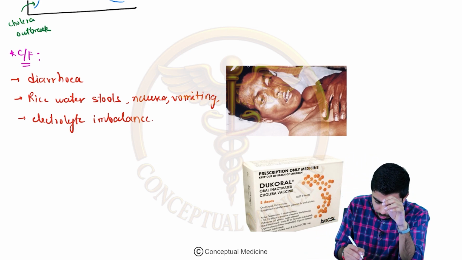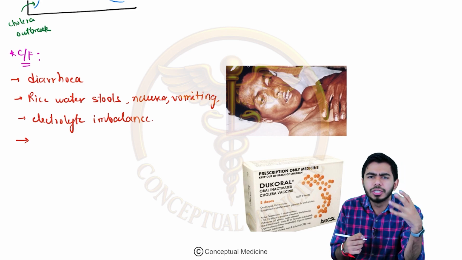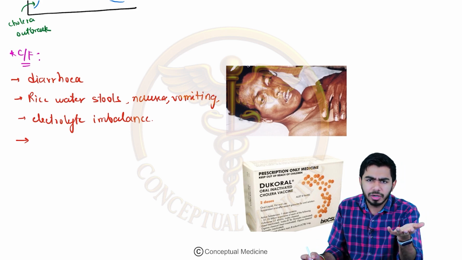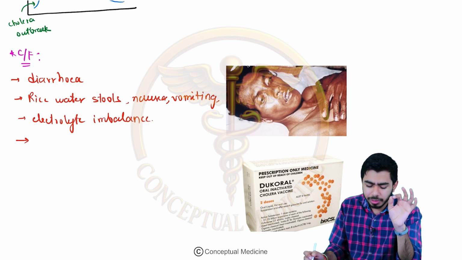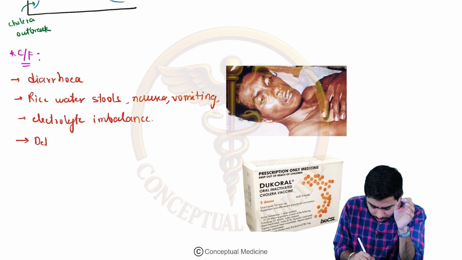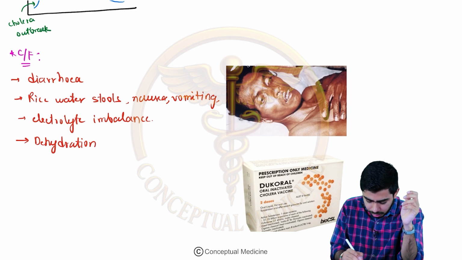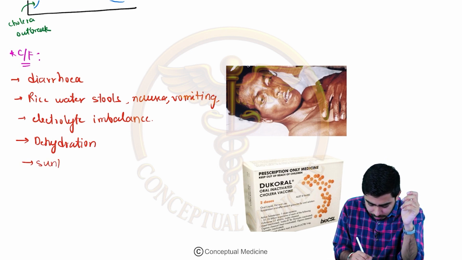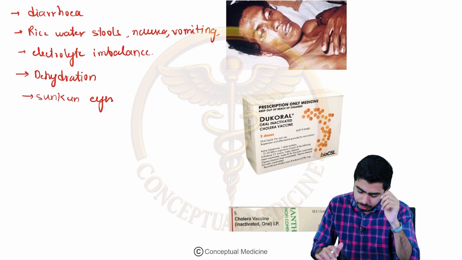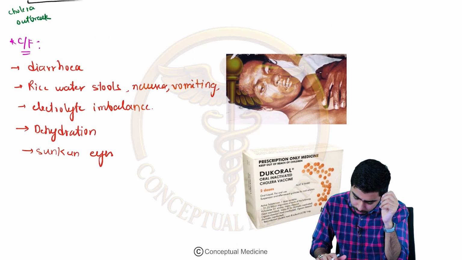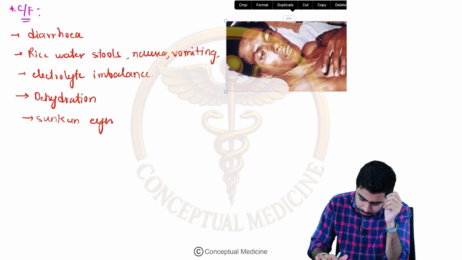Because of this diarrhea, nausea and vomiting, we will obviously be seeing the electrolyte imbalance and the dehydration in the patient. Due to this dehydration, there would be sunken eyes. Okay, look at this particular patient, guys, right?